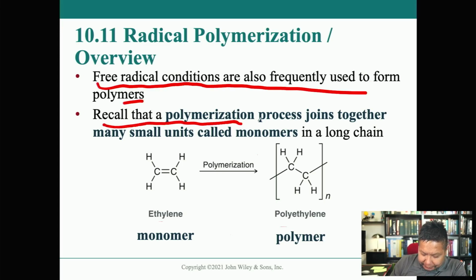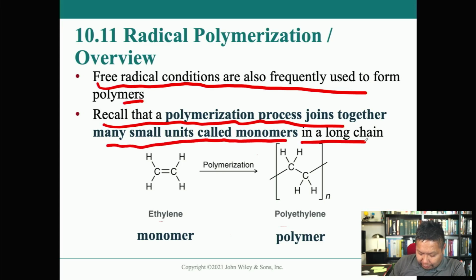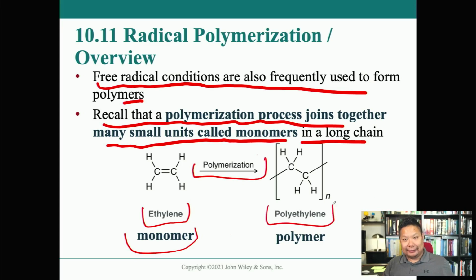Okay. So free radical conditions are also frequently used to form polymers. Recall that polymerization process joins together many small units called monomers in a long chain. So here we have ethylene, which is the monomer, right? And through free radical conditions, we can do polymerization and get polyethylene, PE, which is that plastic that I showed you the other day at the bottom of the plastic Tupperware container. And that's our polymer, okay?